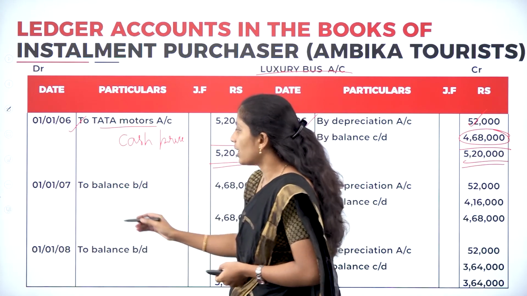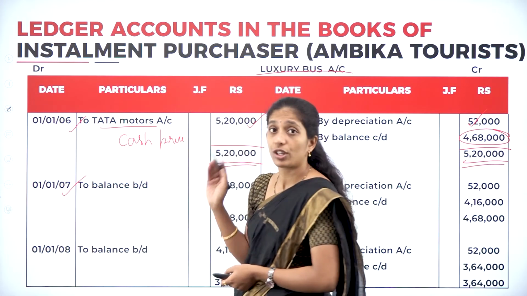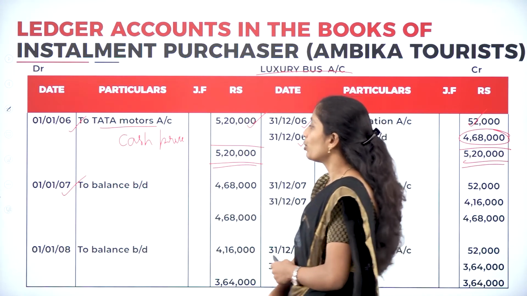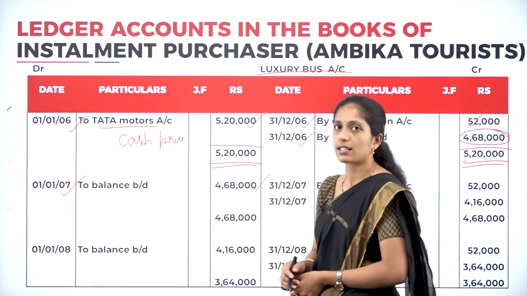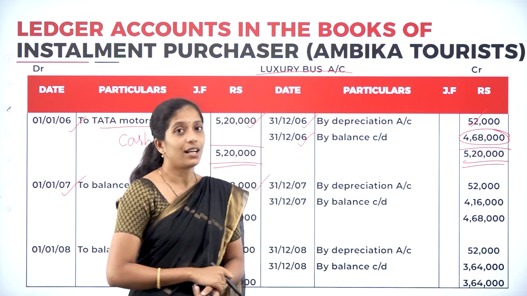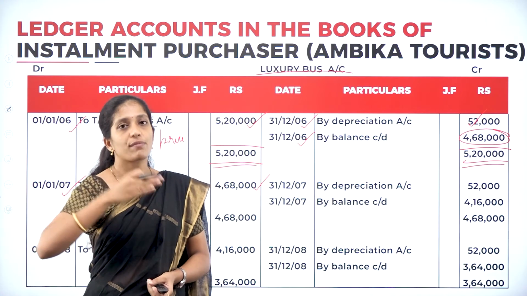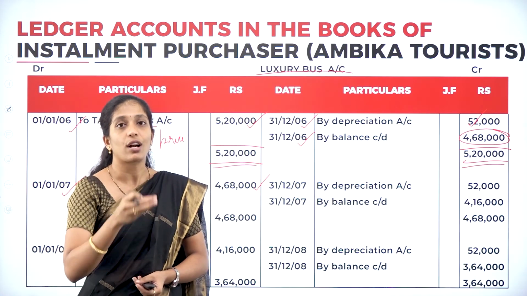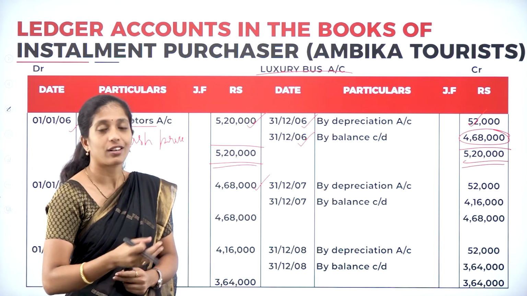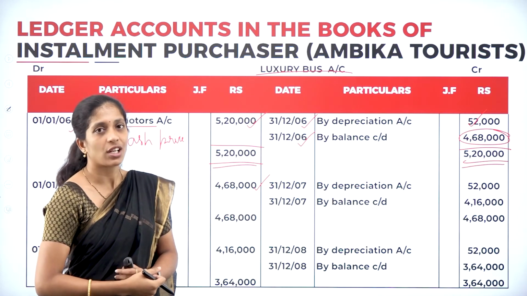Now come to the next year, 1/1/07. Whatever amount you have carried down in the previous year has to be brought down, right? So, to balance brought down 4,68,000. Now depreciation as usual. From the second year, you are not going to record an entry for purchase of the asset. Directly enter the depreciation entry.